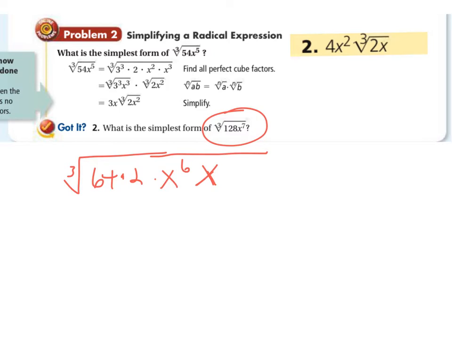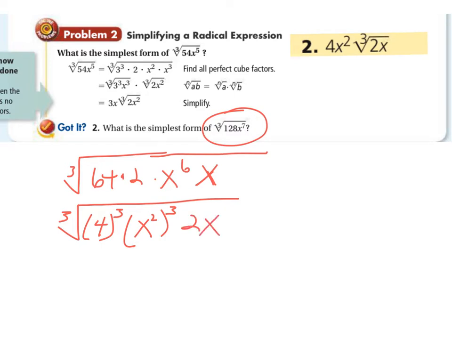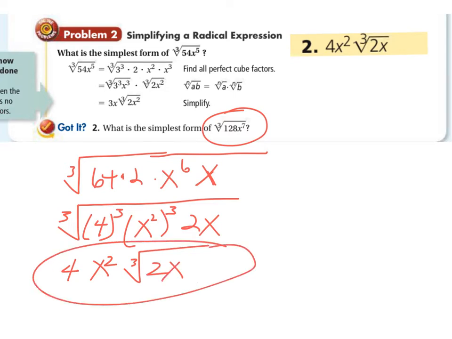And if I were to rewrite this with the perfect cube ones in the front for the fun of it, so 4 is the cube root of 64, and x squared is the cube root of x to the 6th. Then the 2 and the x just come along for the ride. So I bring out those perfect cubes, and we get 4x squared times the cube root of 2x. That would be the simplified form here.